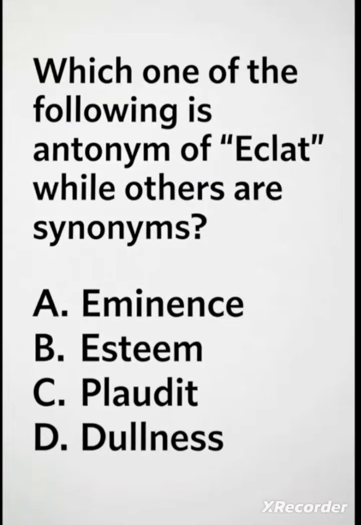In this video we learn antonyms. So the first antonym is, which one of the following is antonym of ally, while others are synonyms? Its answer is option D, dullness.